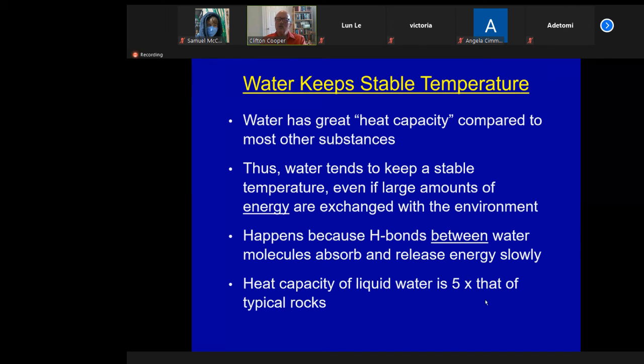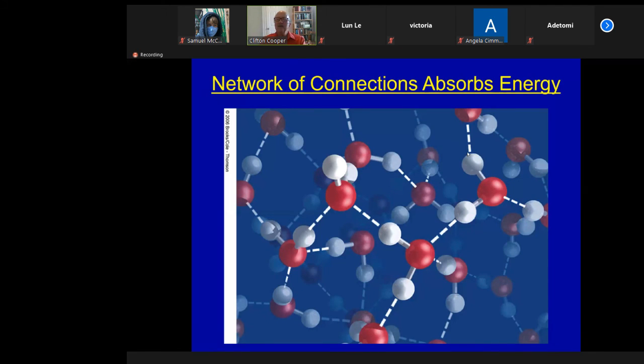Compared with rocks or metals, its temperature is about 5 times more stable. So if you were made out of rock, you would run a fever really easily. Or made out of metal, maybe you would get super cold really easily. You're mostly made out of water, and your temperature stays stable. It's because of this whole network of the hydrogen bonds that are in here. In this diagram, we've got the dashed lines. Those are hydrogen bonds. Then we have the covalent bonds within each water molecule. The hydrogen bonds are connections between different water molecules.